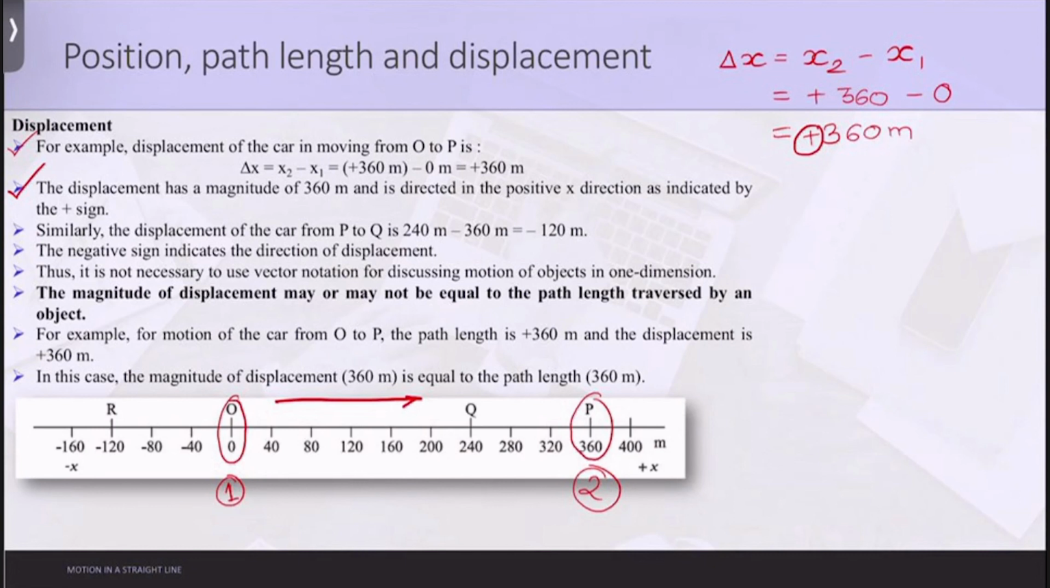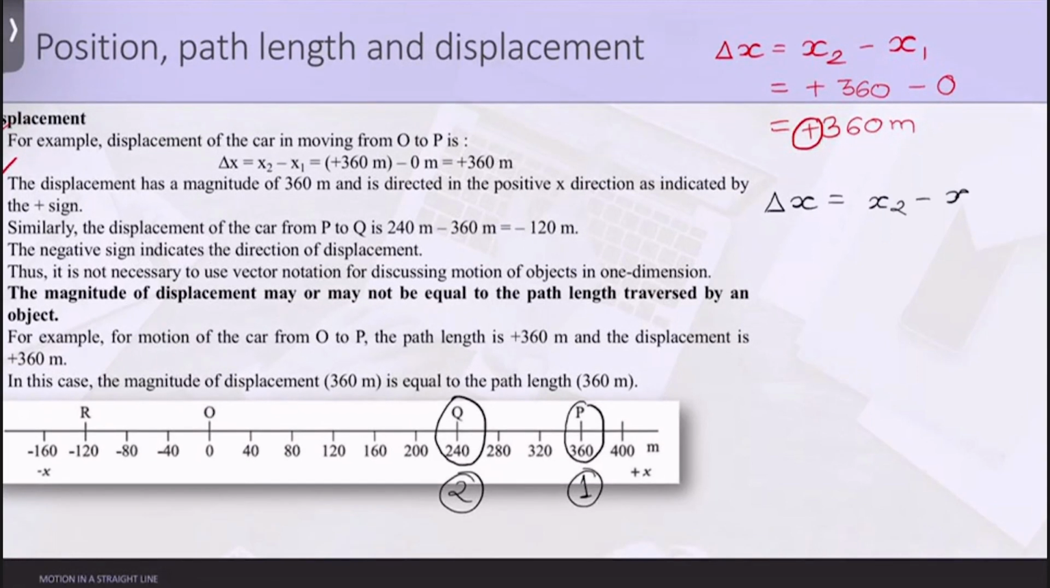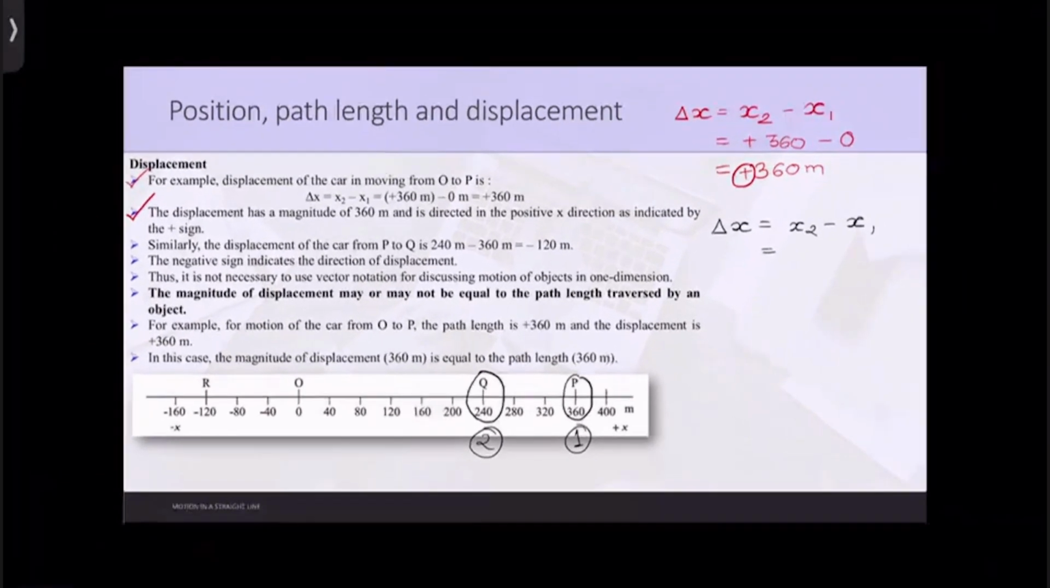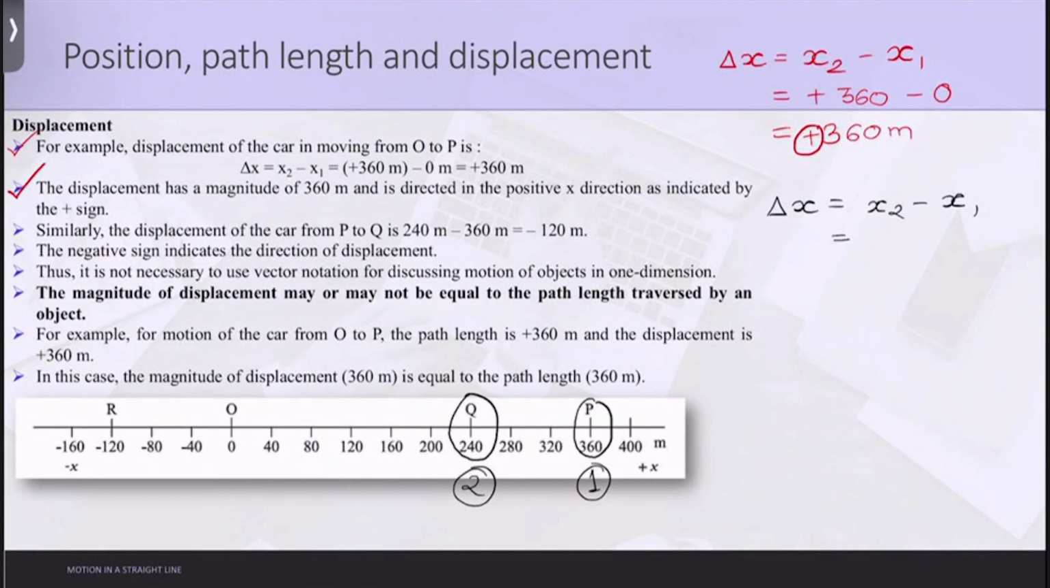Moving on, the displacement of the car from P to Q. Now we need to calculate the displacement of the car from P to Q. Let us understand from the diagram first. Let us say P was the initial point, so we wrote this as 1, and this was the final point, which was 2. Now we will write it again. Delta x is nothing but equal to x2 minus x1. What is the value of the final value, x2? x2, as you can see, is plus 240 because it is on the right hand side direction. And what is the value of P, x1? That is plus 360. So just solve this. You will get the answer equal to minus 120 meters.